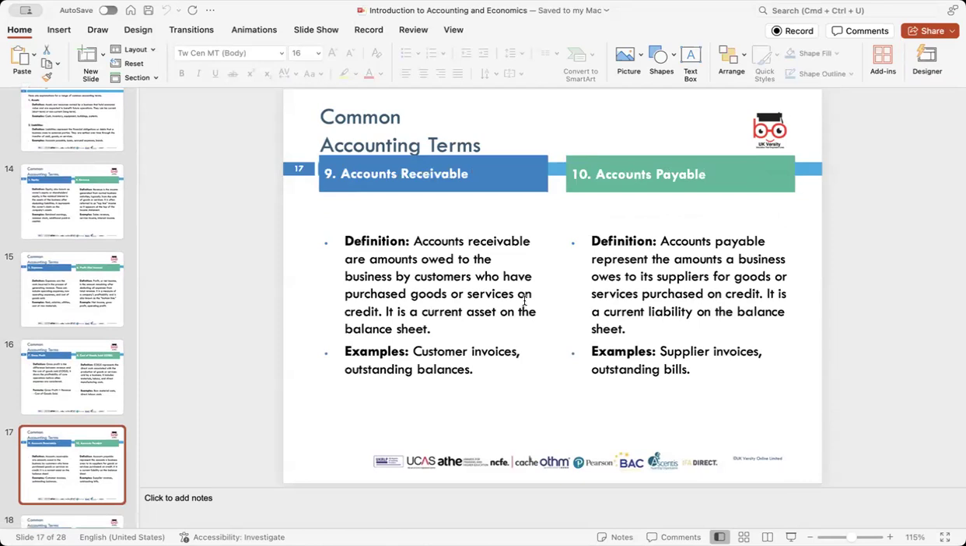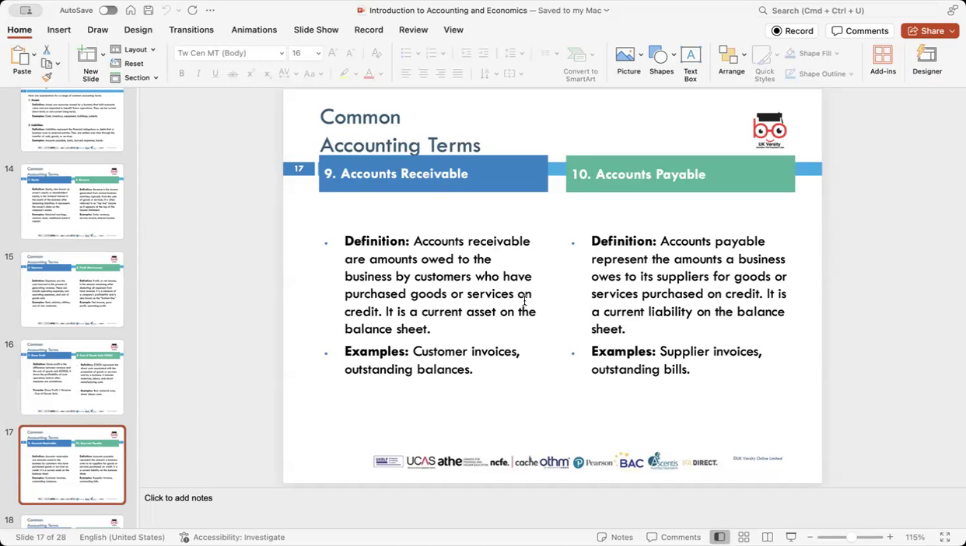Accounts receivable and accounts payable. Accounts receivable refers to money owed to a business by customers who have purchased goods or services on credit. It is classified as a current asset on the balance sheet because it is expected to be collected within a short period. Examples: outstanding customer invoices, credit sales balances.